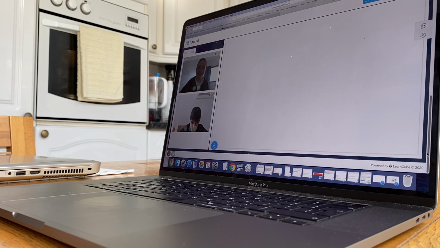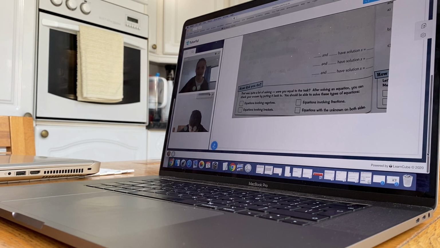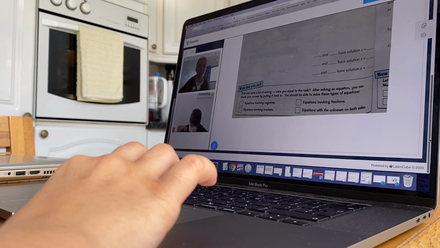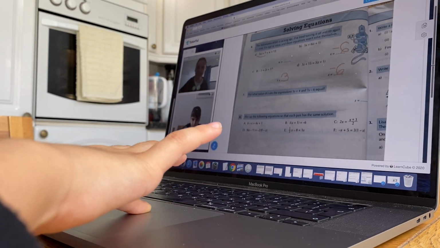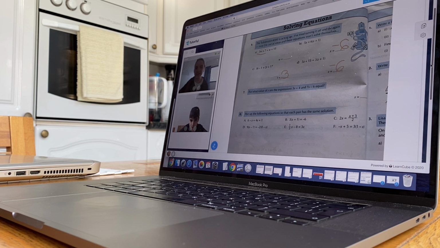I think you've got it. Just remember the difference between expression and equation. For what values of s are the expressions 3s plus 4 and 7s minus 6 equal? If we have an expression, we can't solve it. We can only solve equations. So we need to turn those two things into an equation somehow, by making them equal.